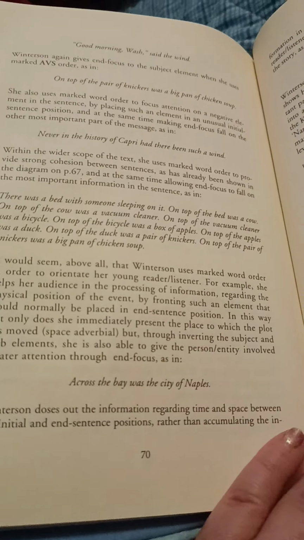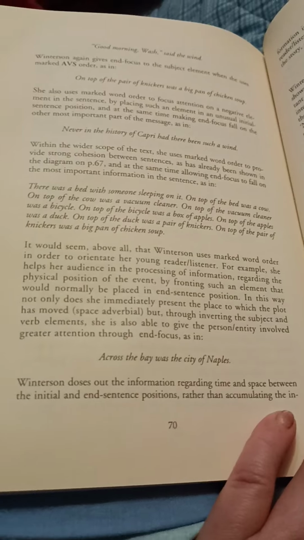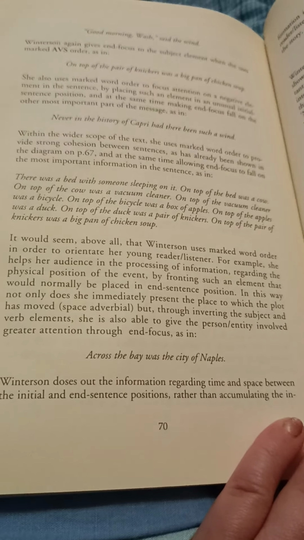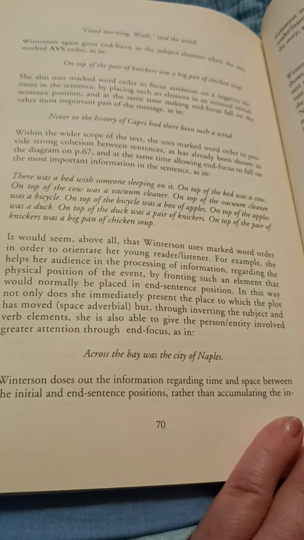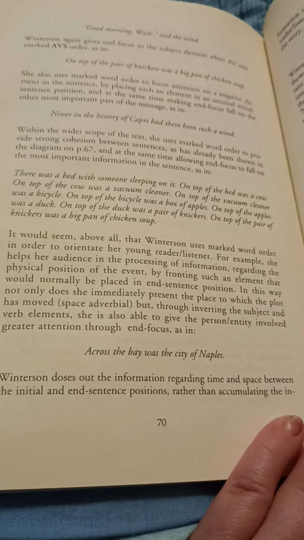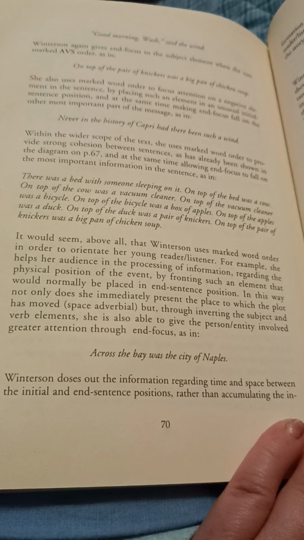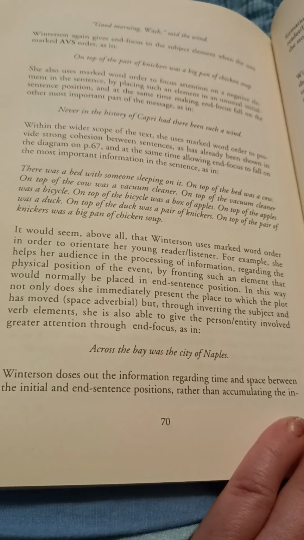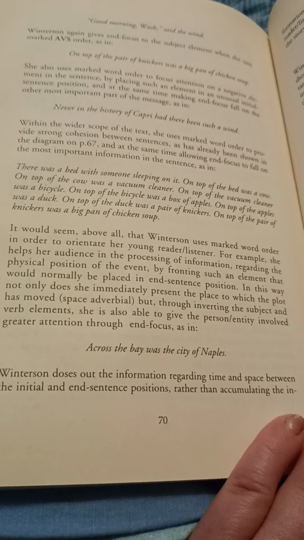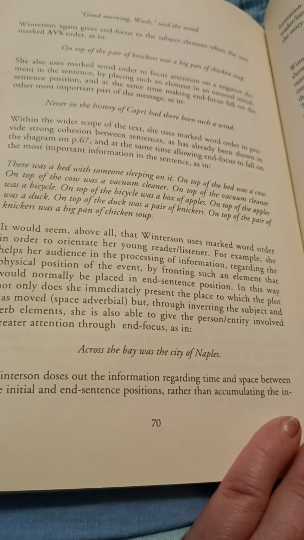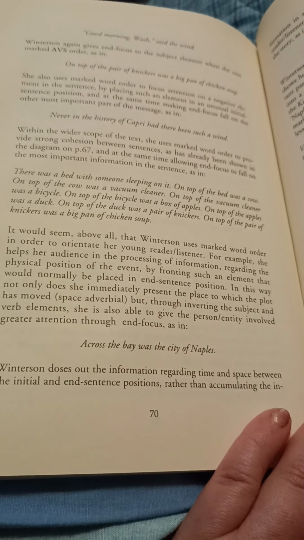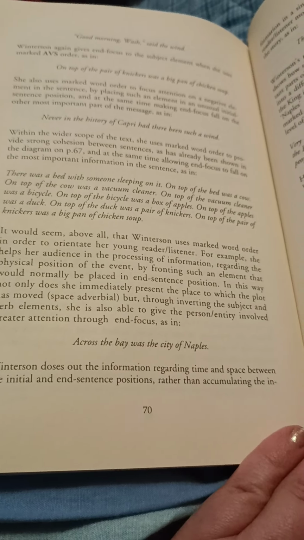It was seen above all that Winterson used marked word order in order to orientate her young reader or listener. For example, she helps her audience process information regarding the physical position of the events by fronting such an element that would normally be placed in a later sentence position. This way, not only does she immediately present the place in which the plot is set, but through inverting subject and verb elements, she is also able to give the person or entity involved greater attention and focus. "Across the bay was the city of Naples."